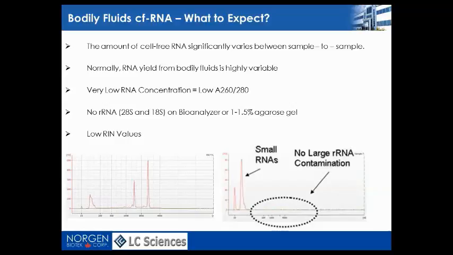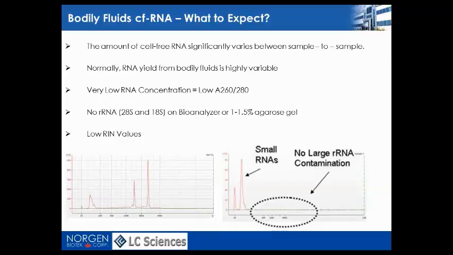So the amount of cell-free RNA significantly varies from sample to sample. That's what you should be expecting from RNA isolated from bodily fluids. Typical yields of free circulating and exosomal RNA vary depending on the input sample, as the amount of RNA present in bodily fluids will depend upon the health status of the individual. Normally, RNA yield from bodily fluids is highly variable, where this variability is also observed between samples collected from the same donor at different times during the day.